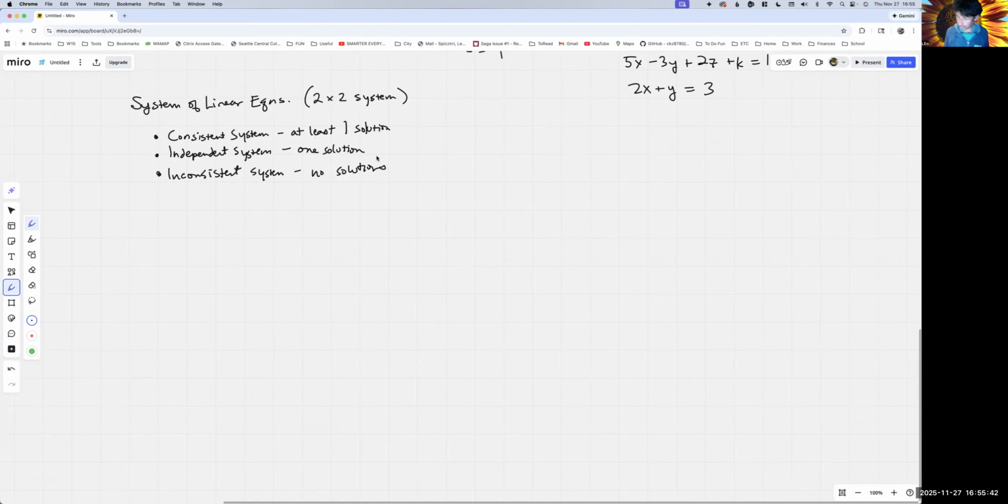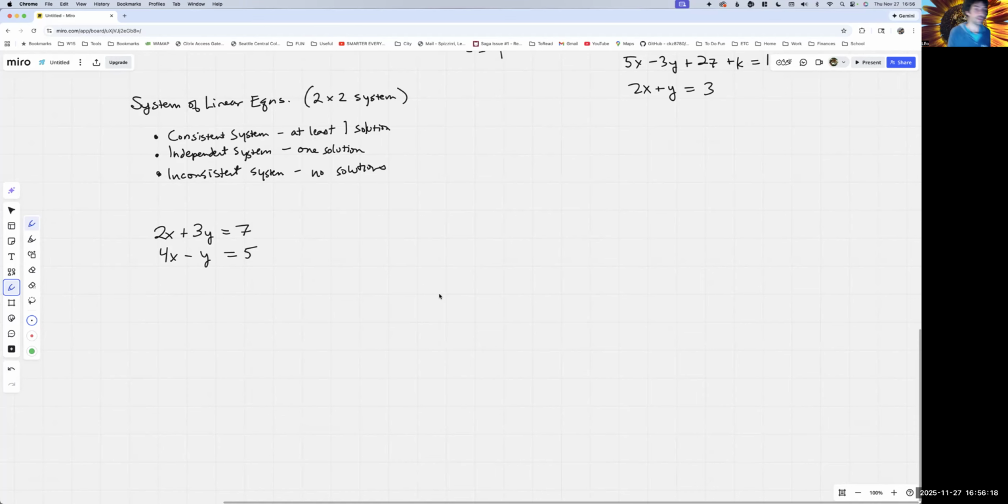So let's take a look at examples of each of these. The two cases we just did were independent systems. They're consistent and independent systems because they both had one solution. Let's just look at one more of these. So let's say I have this equation: 2x plus 3y equals 7, and then 4x minus y is equal to 5.